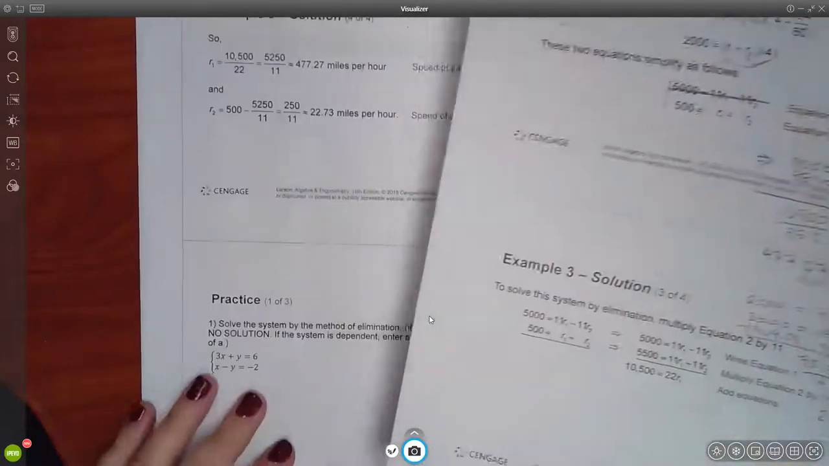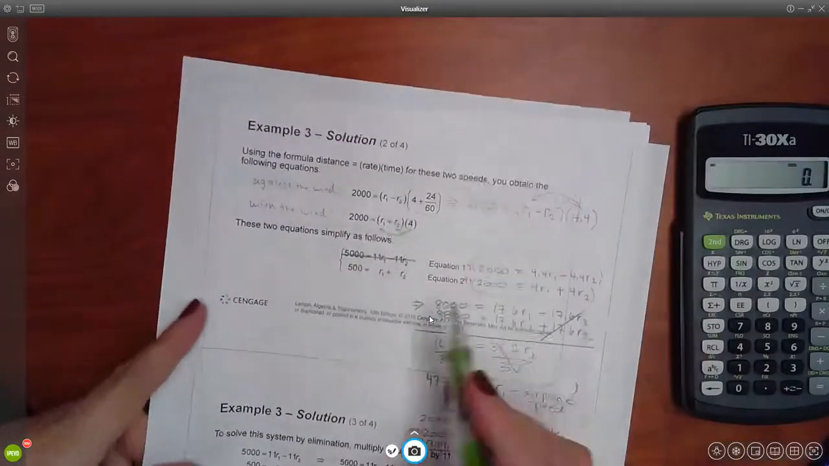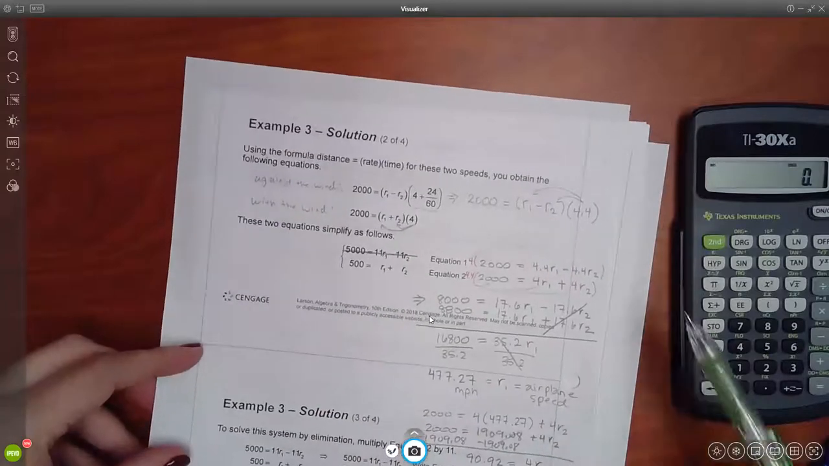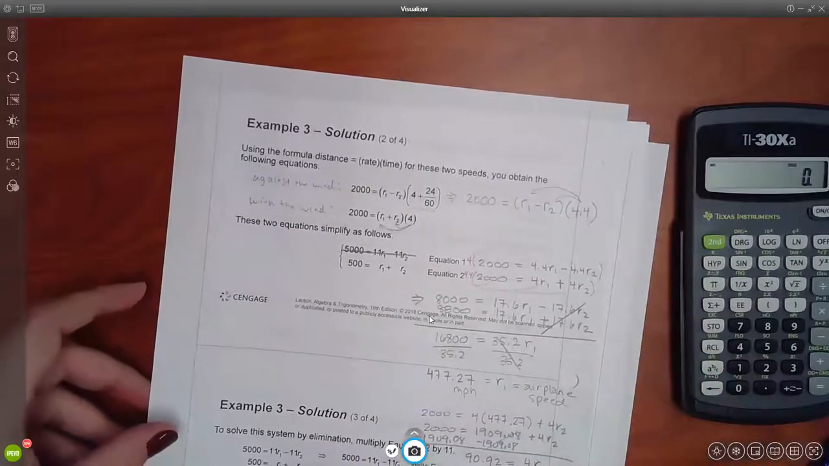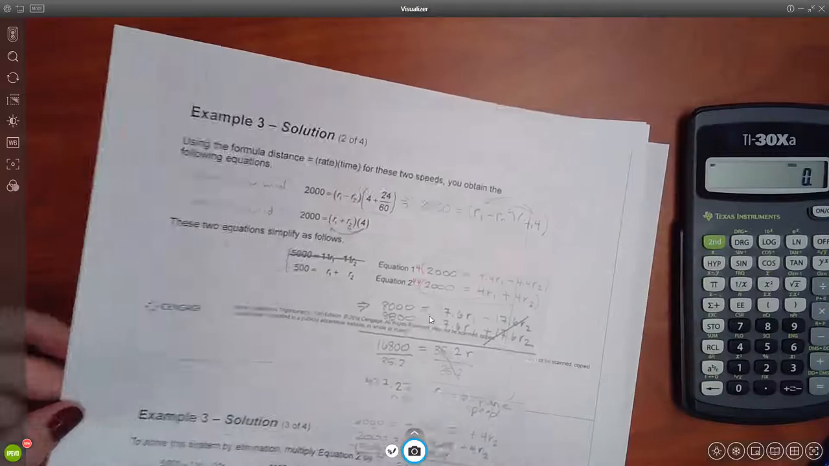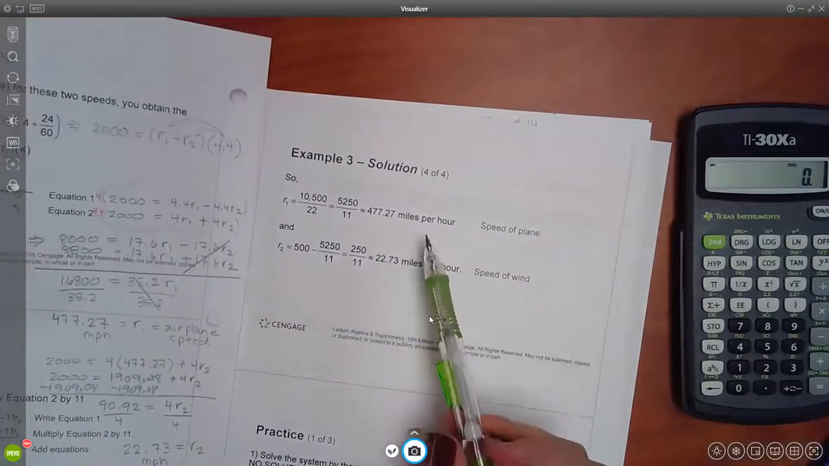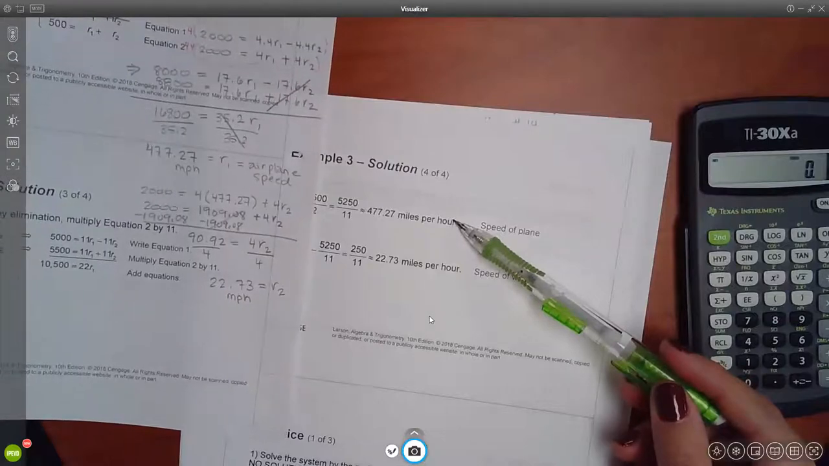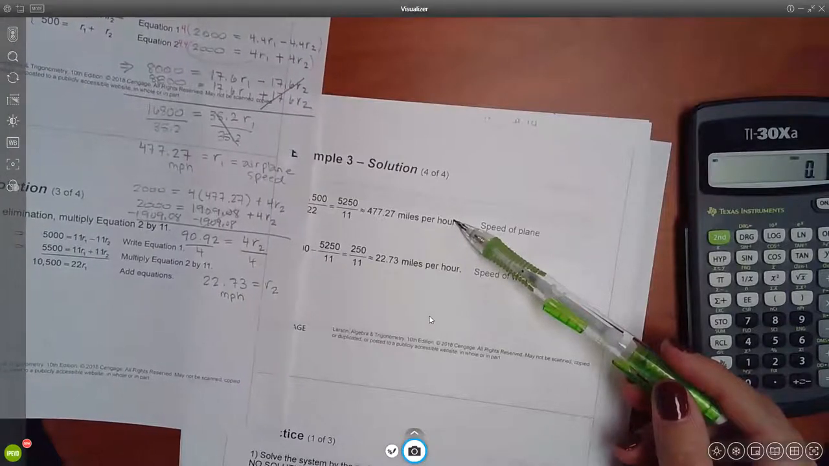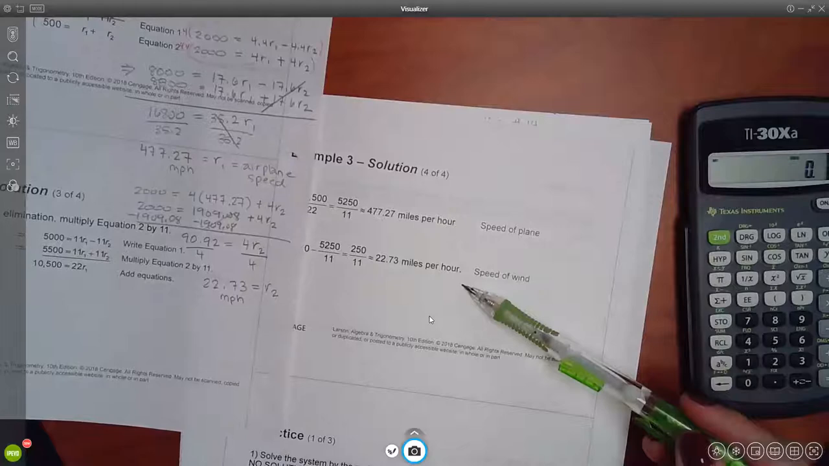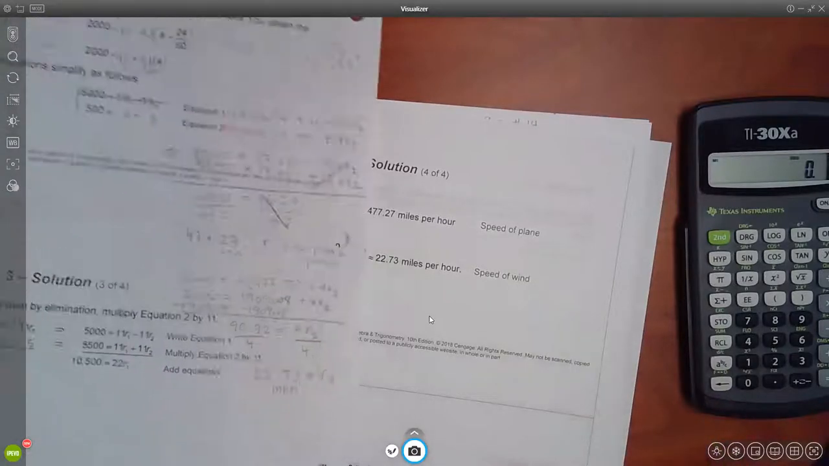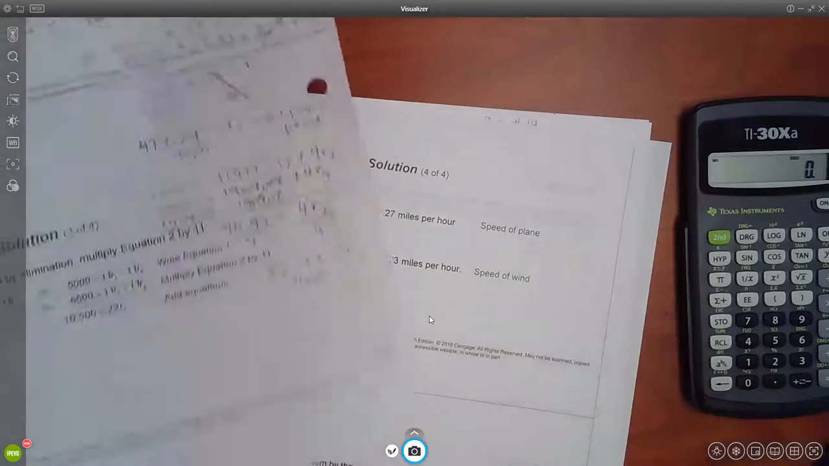Now, just to verify, they did do the equation pieces a little bit differently than I did. I just like to do them more straightforward. I don't mind that there's decimals. I don't have to get fractions and get rid of the fractions and all that good stuff. But notice I did get the same two answers that they have, right? We got 477.27 and we got 22.73, okay? So even though my equations look different, they're equivalent, okay? They were okay.